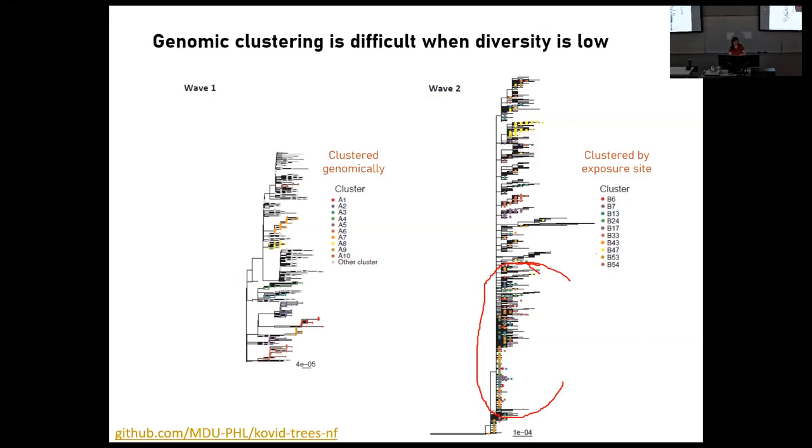In general, sometimes that aligns well with the tree. This yellow cluster you can see up the top, which was related to an aged care facility, does align well genomically. But this also allowed us to do that comparison of whether our serial intervals are longer or shorter in certain kinds of settings.